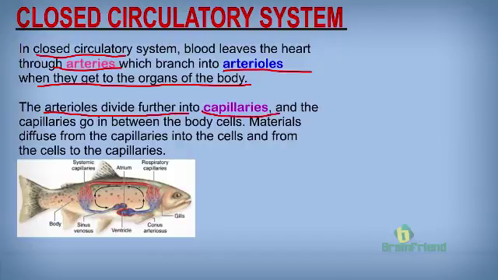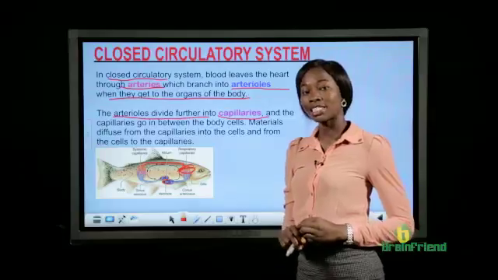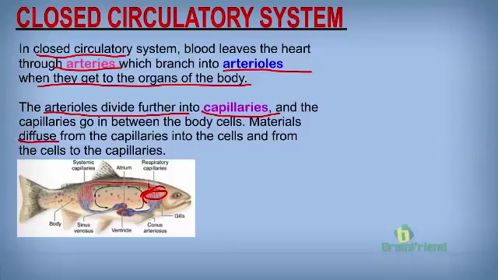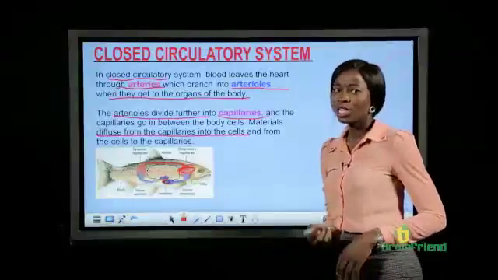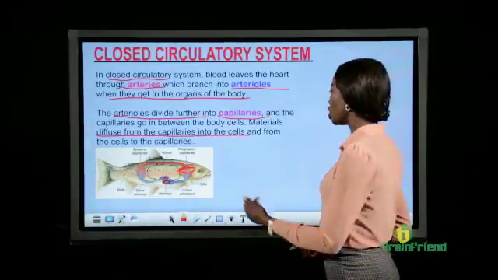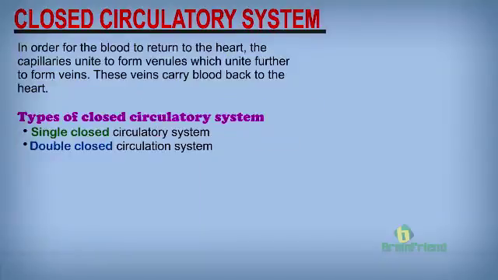You could see blood leaves the heart through arteries. The arteries get to organs. They divide into smaller versions known as arterioles. Arterioles get into the organs and they give off smaller branches known as capillaries. We mentioned earlier that substances from the blood carried by the capillaries simply diffuse through the walls of the capillaries into cells. And of course, substances from the cells that need to leave simply diffuse out of the cells into the capillaries. So the entire system of a closed circulatory system is closed.